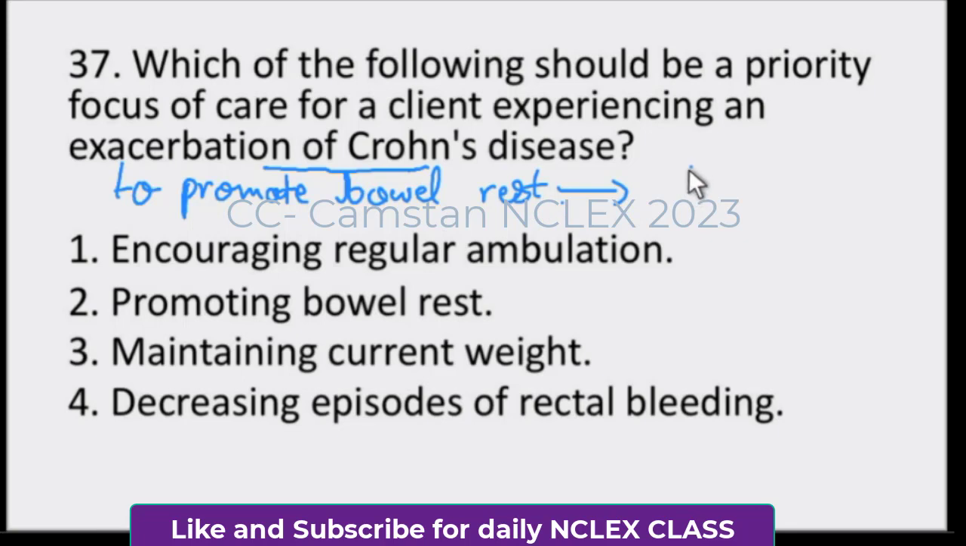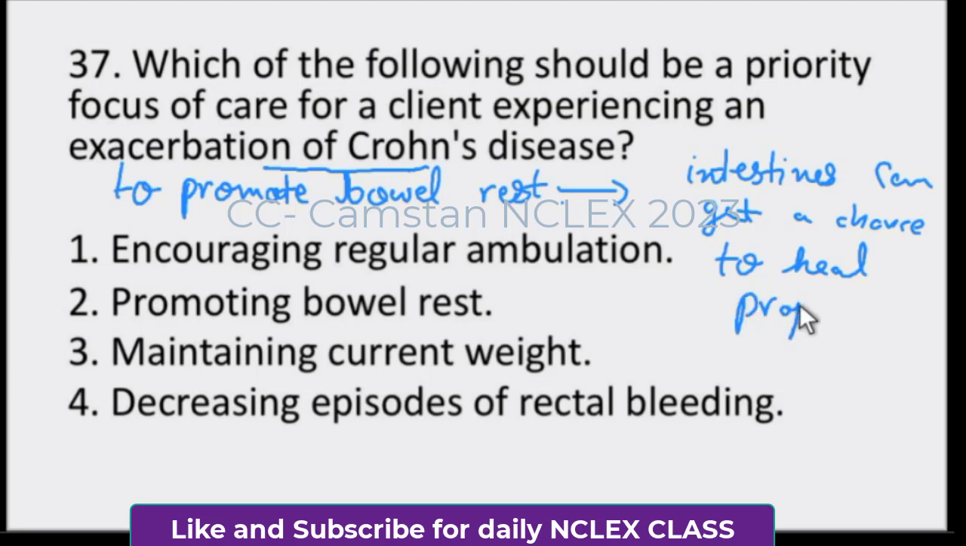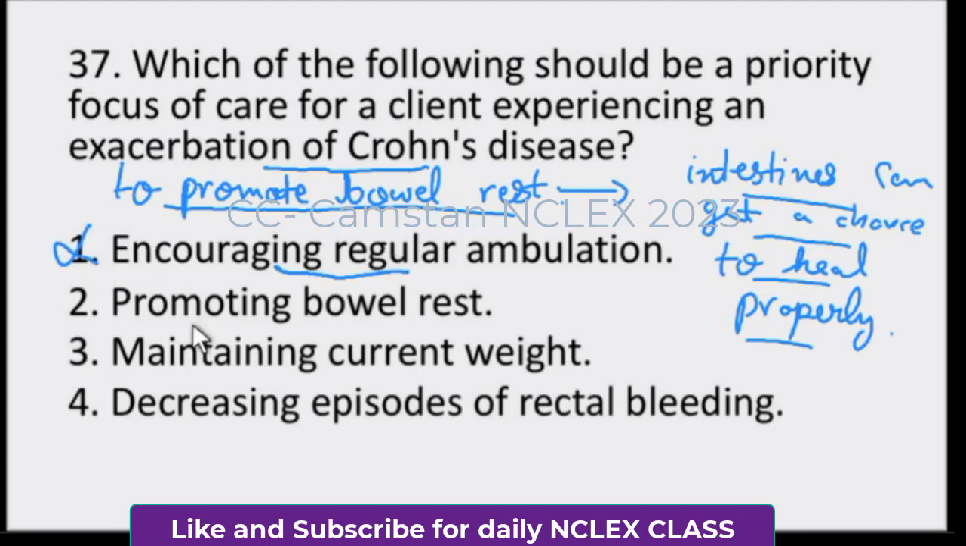So that the intestine can get a chance to heal properly, right? So our priority is to promote the bowel rest in our client so that the intestine of the client can get a chance to heal properly. So this is our priority goal. Now looking at the options, encouraging regular ambulation. Well, it is important to encourage regular ambulation, but our priority is resting the bowel. So not important.